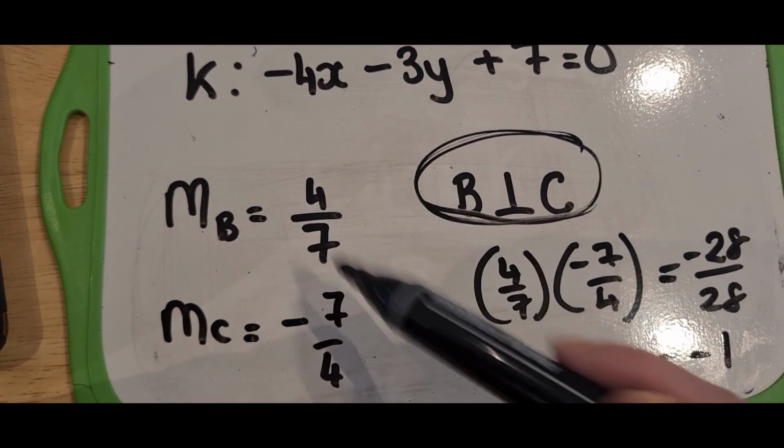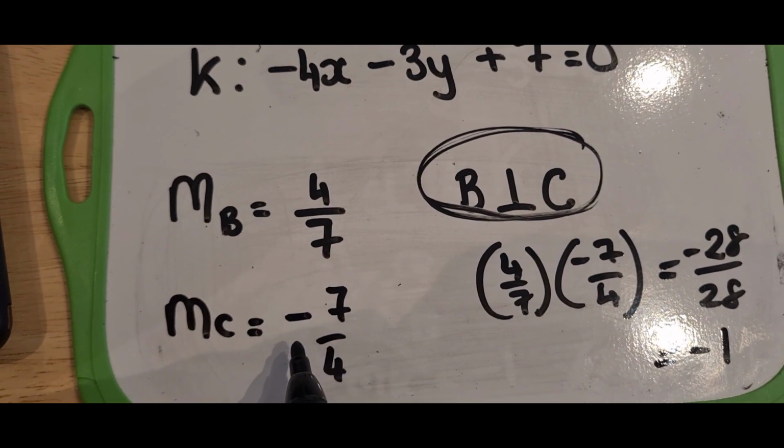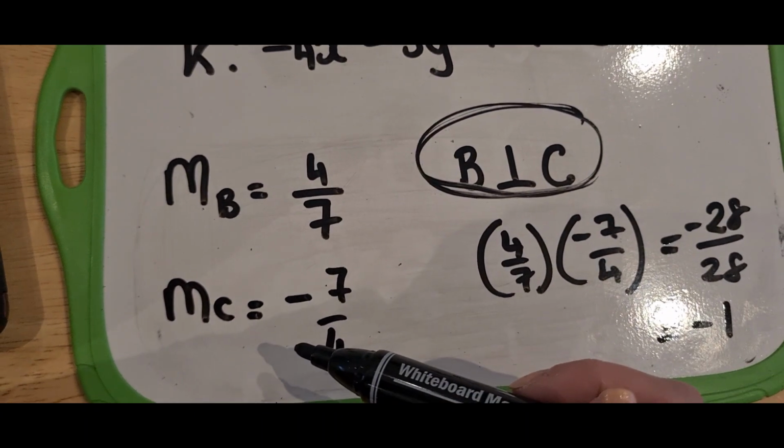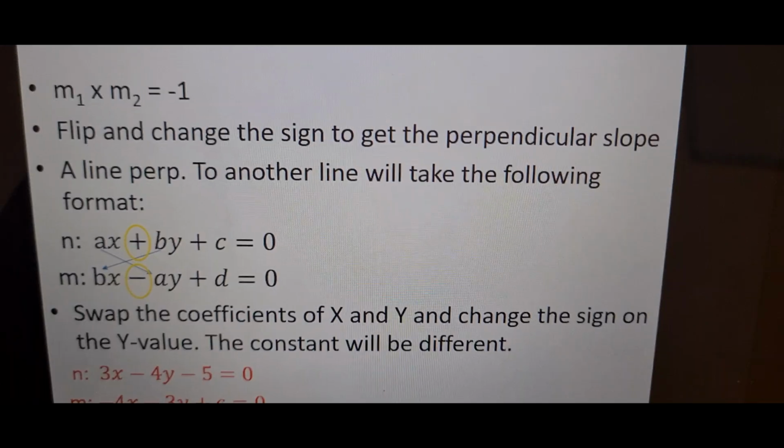So flip the slope upside down and change its sign. If it was positive, it'll now be negative. Or if it was negative, it would then be positive. And you then have the perpendicular slope.